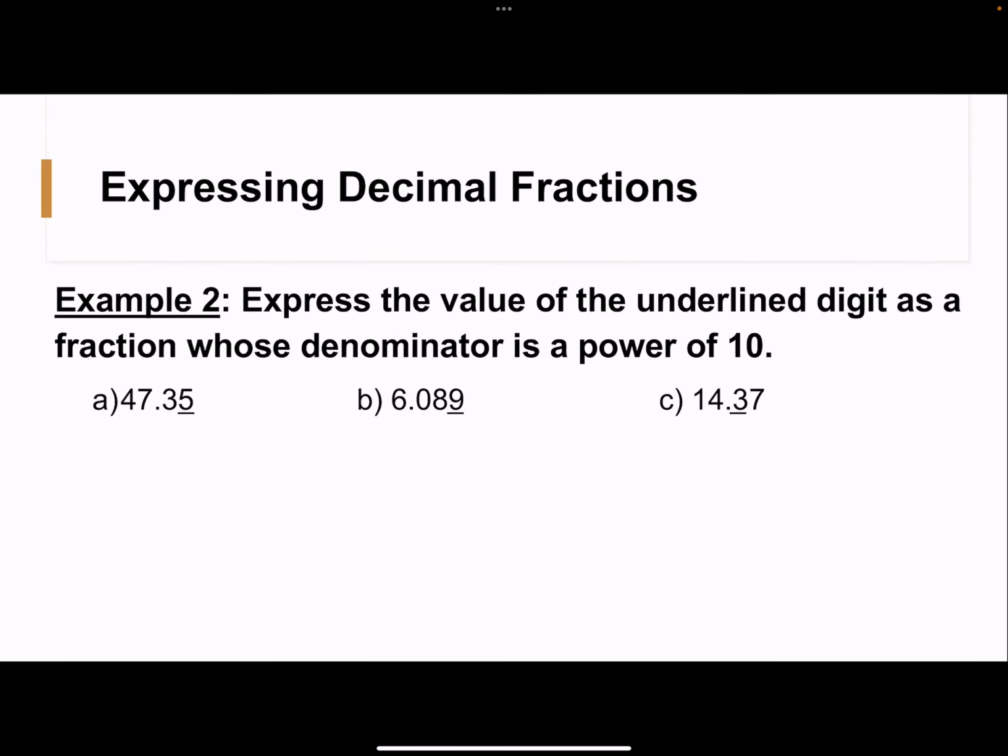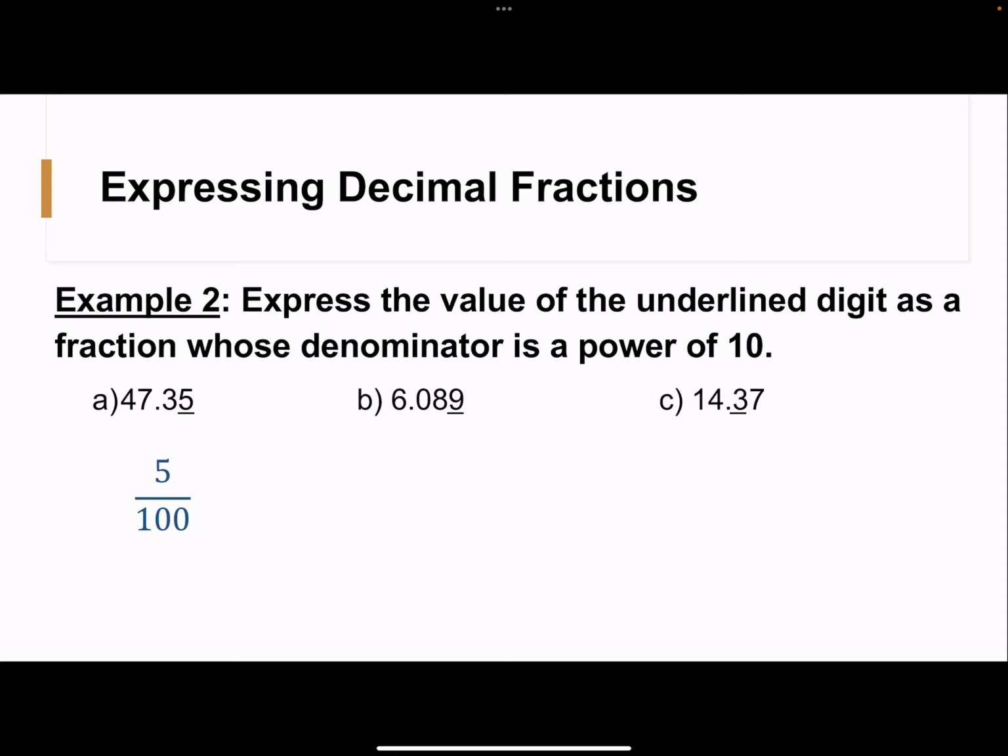Now let's talk about expressing decimal fractions. Again, decimals. In example 2, we're asked to express the value of the underlined digit as a fraction whose denominator is a power of 10. So if we look at part A, we're going to look and see what place value we have. The 5 is underlined, so that's tenths, hundredths. So if I were to write that as a decimal fraction, that is 5 over 100 because it's in the hundredths place value.